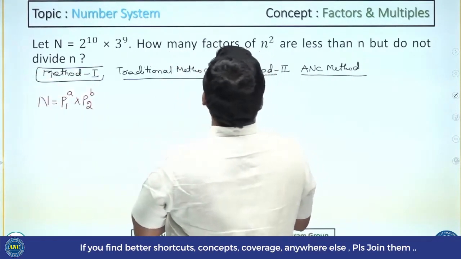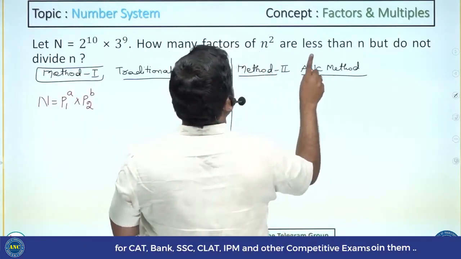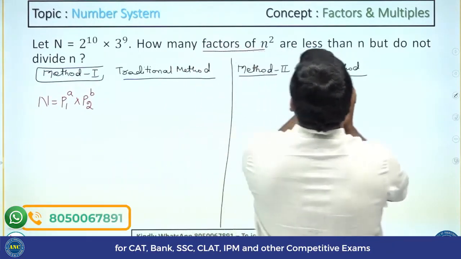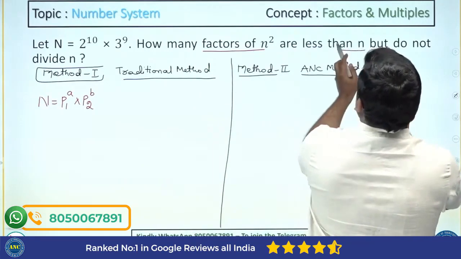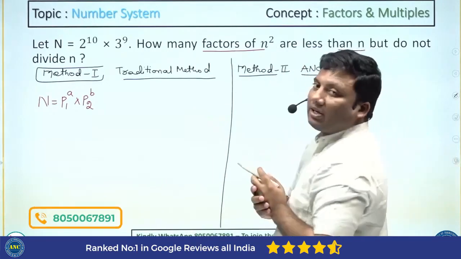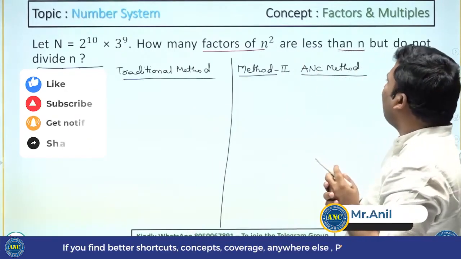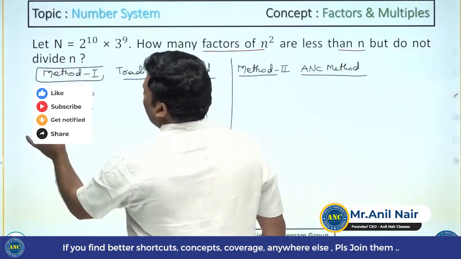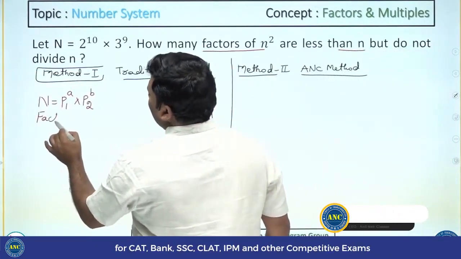How many factors of n square are less than n? We have to find the factors of n square, and we have to find the factors of n. And how many factors of n square are less than n, we have to find, but do not divide n. First, step by step we will go.